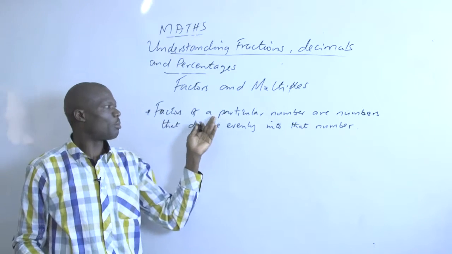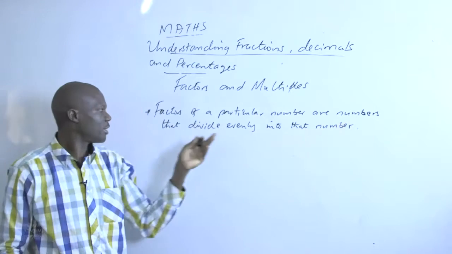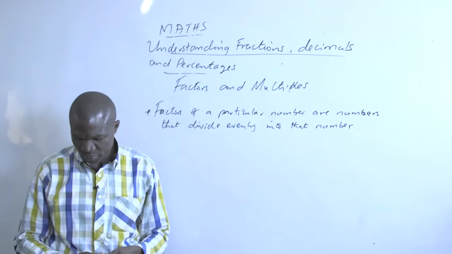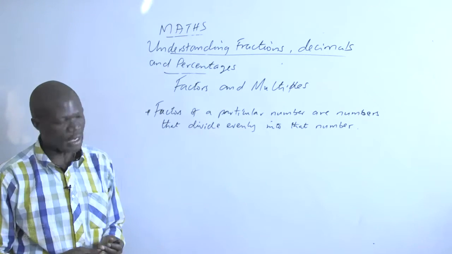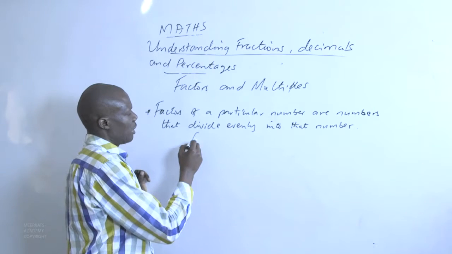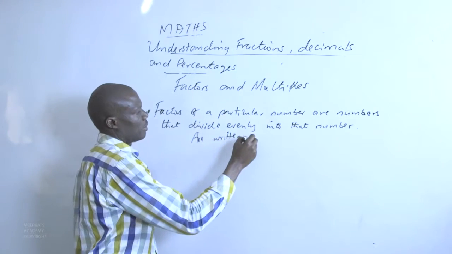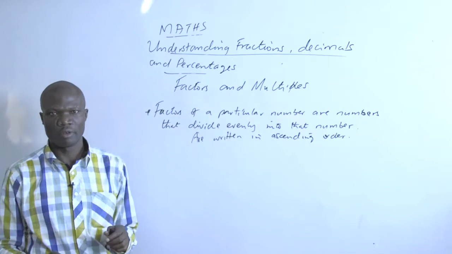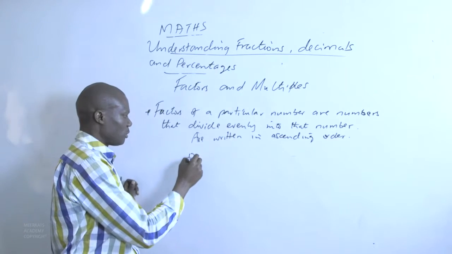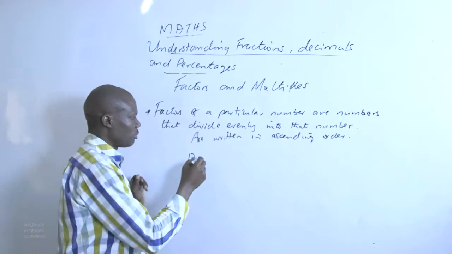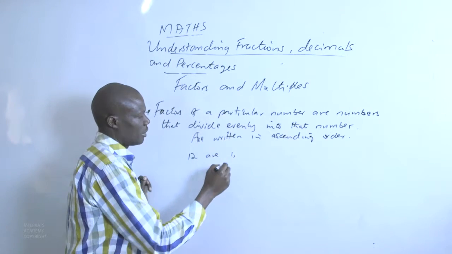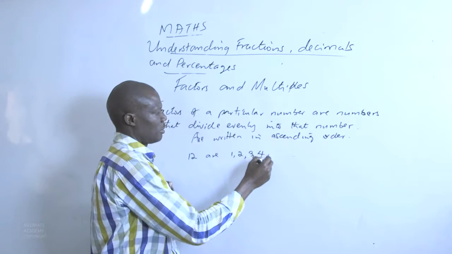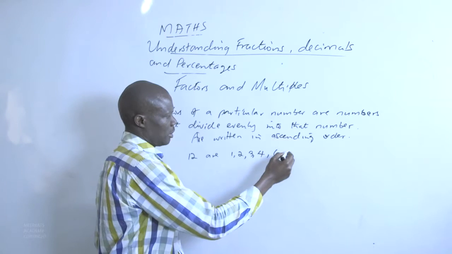Factors of a particular number are numbers that divide evenly into that number. Factors are written in ascending order. Taking, for example, 12. Factors of 12 are 1, 2, 3, 4, 6, and 12.